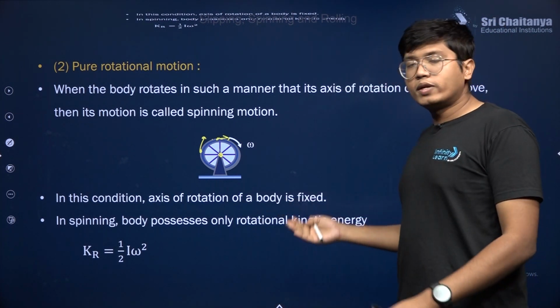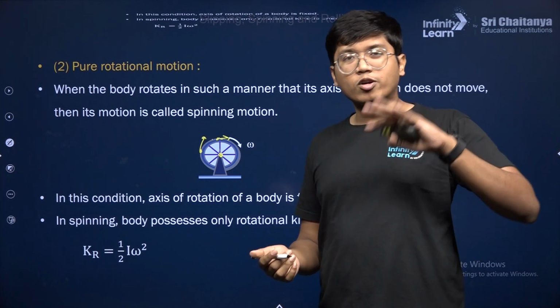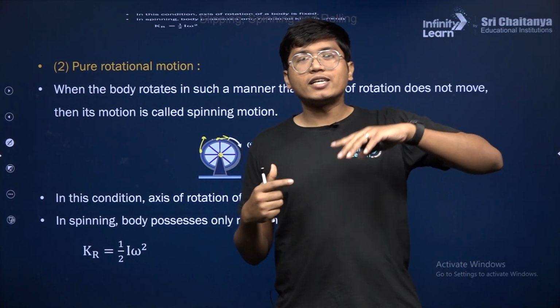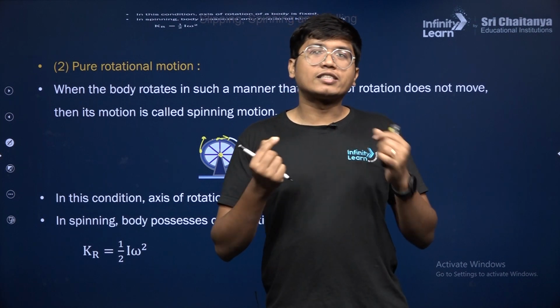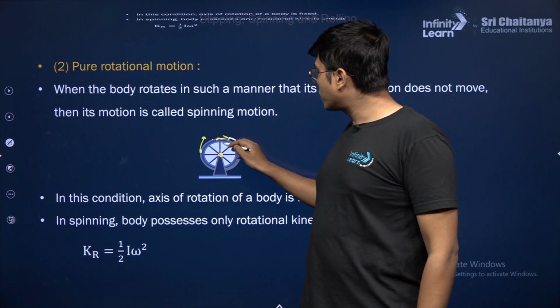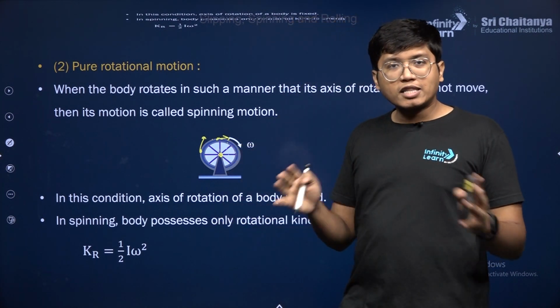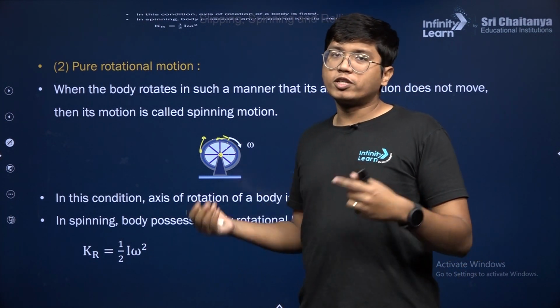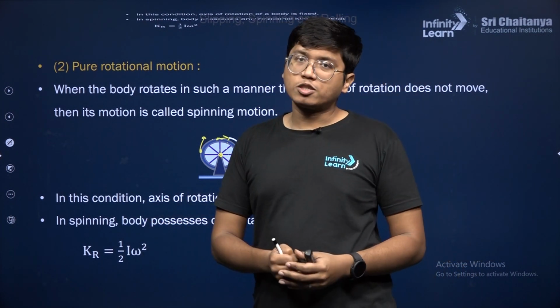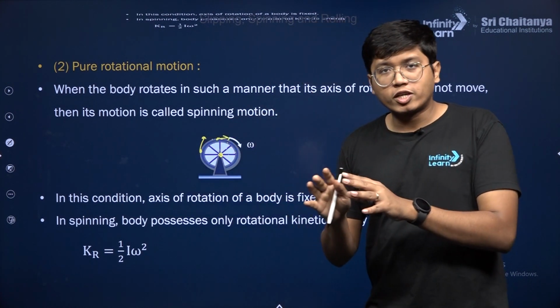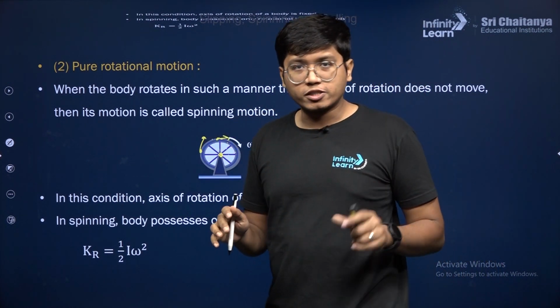In this case, it will only possess rotational kinetic energy. Now remember, rotational kinetic energy comes from the translational kinetic energy of each of the particles. If you add them all up, you'll get half moment of inertia into the angular velocity square. So this is pure rotation. Earlier one was pure translation.